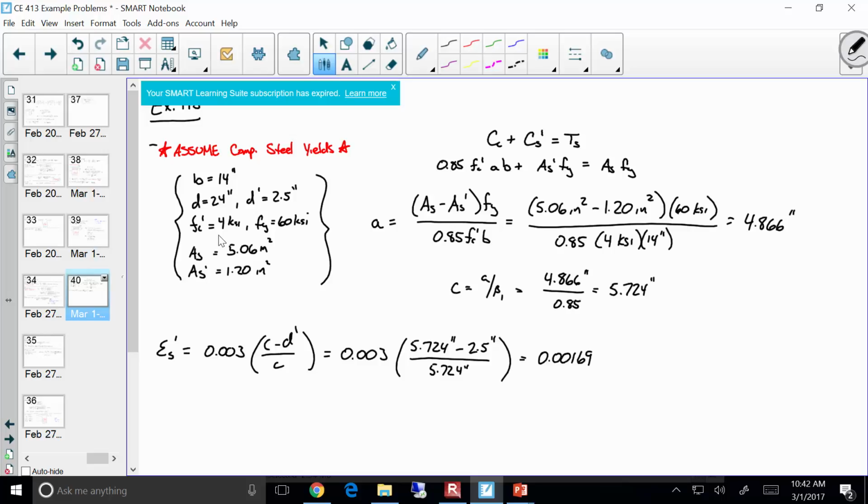So we made an assumption that the steel yielded, and that assumption was in fact invalid. This is less than 0.00207, so the assumption is invalid. So we're going to have to handle this problem a little bit differently. Specifically, how we handle this will be the subject of discussion for Friday. Cliffhanger. This is a cliffhanger.